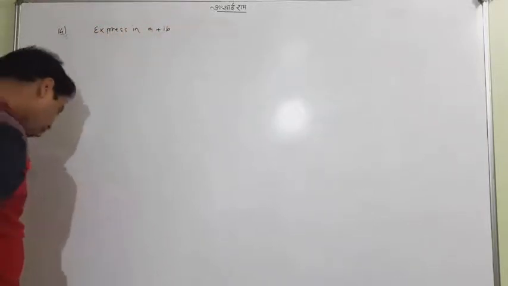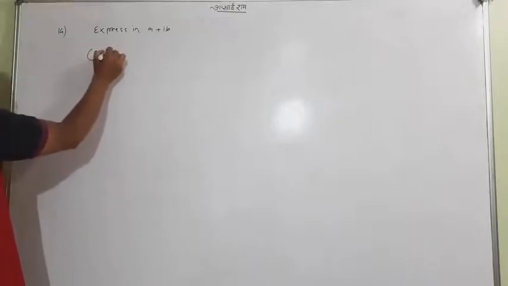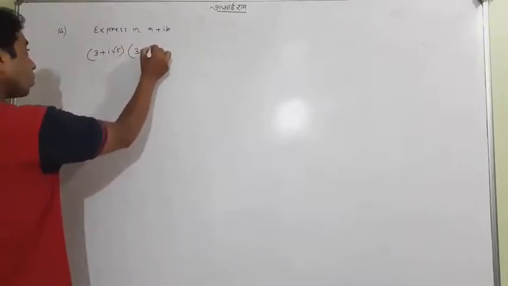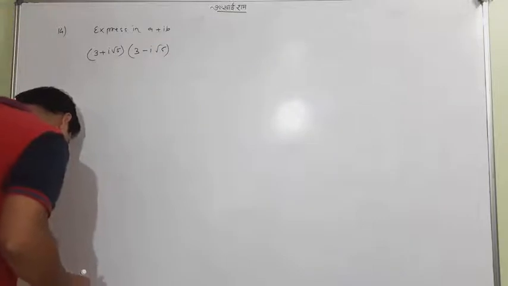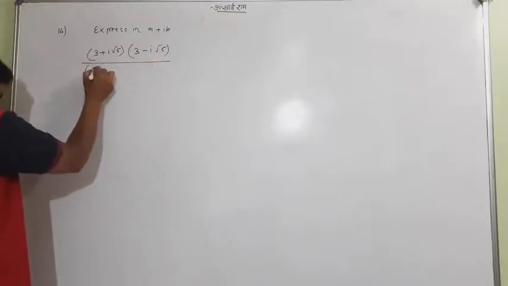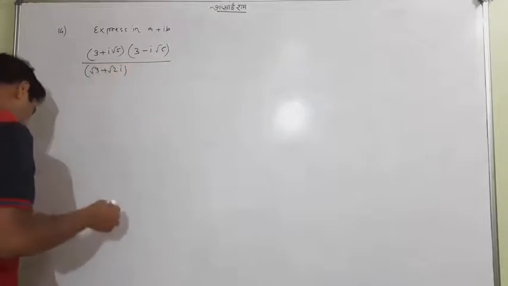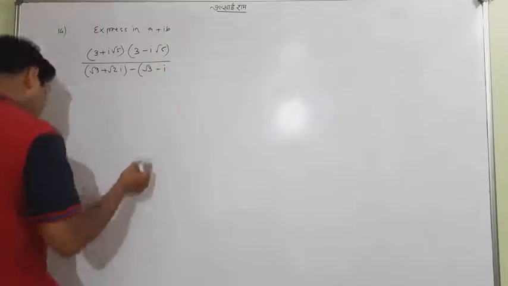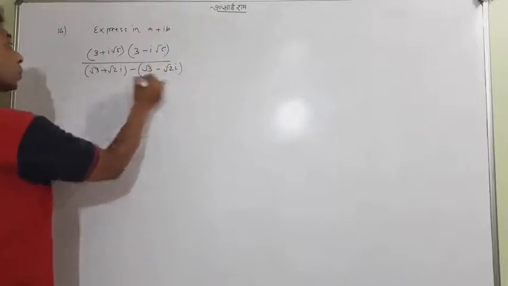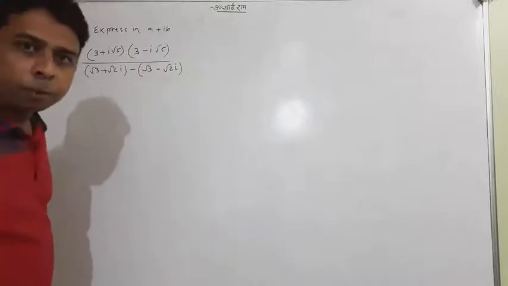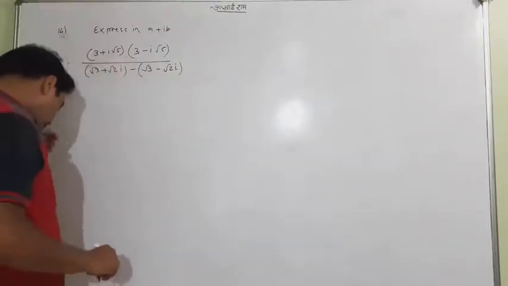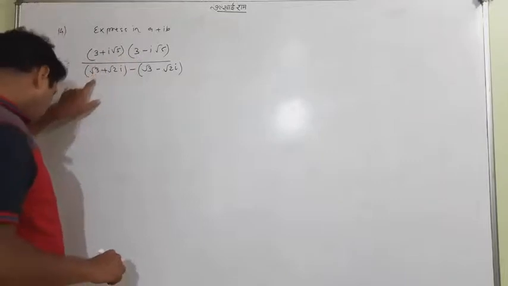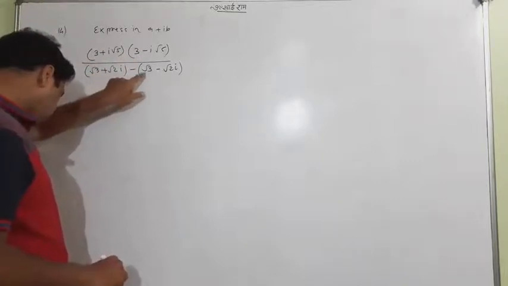A plus ib. And the question is (3 plus i root 5)(3 minus i root 5) upon (root 3 plus root 2i) minus (root 3 minus root 2i). This is the question, and you call it z. So we'll start now. It's a very simple question. Upside is (3 plus i root 5)(3 minus i root 5) upon root 3 plus root 2i minus root 3 minus root 2i.